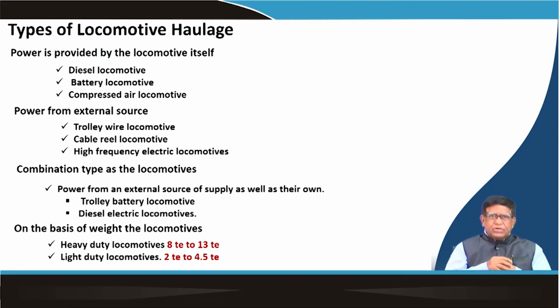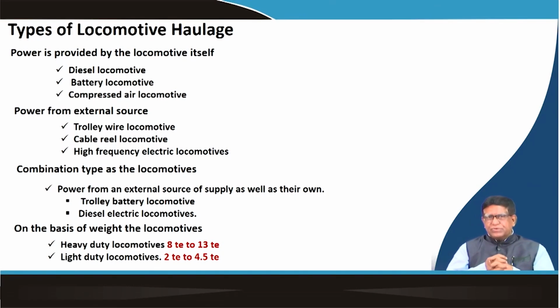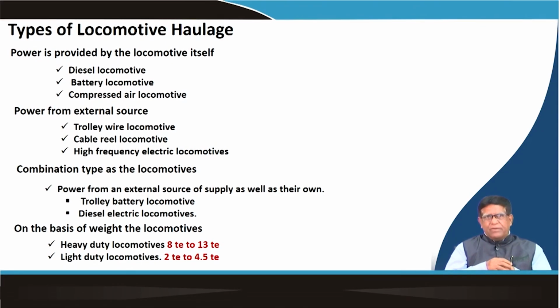Then there are combinations of these different types, where you can have power from an external source as well as its own, such as the trolley battery locomotive, which has a battery in the locomotive, and when there is more resistance in a gradient, it can be supported by the trolley wire. And the diesel electric locomotive is similar to the electric trolley assisted dump truck type: the locomotive has a diesel engine, but where additional power is required, it can draw from the external power line.